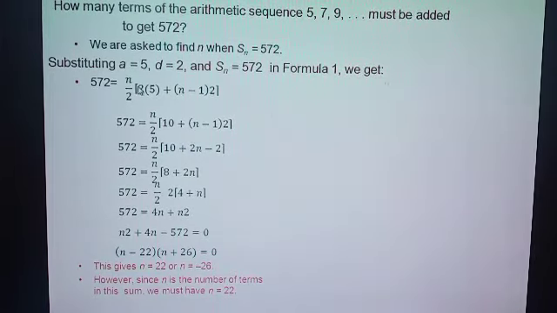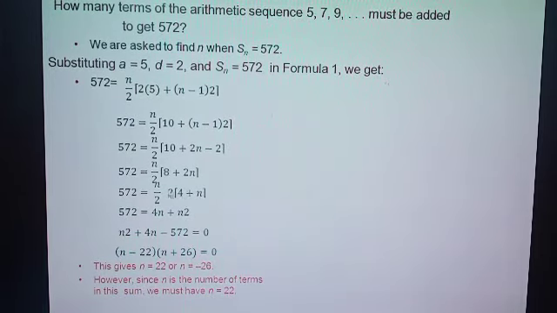Next step, n by 2 into 10 plus, open the bracket, 2 into n is 2n, plus into minus is minus, 2 1s are 2. 10 minus 2 will become 8. So 8 plus 2n. Here 2 is common. Remove the common term 2 here. Then it will become 2 into 4 plus n.